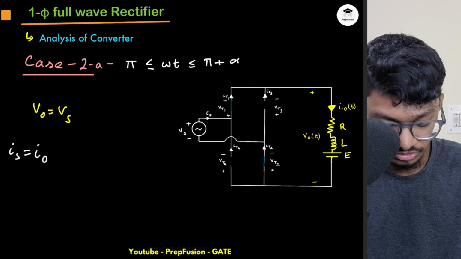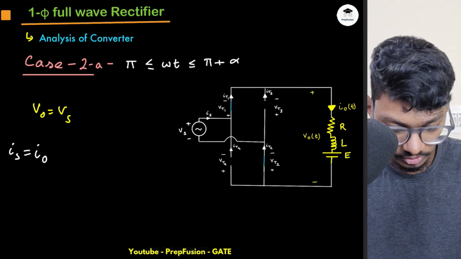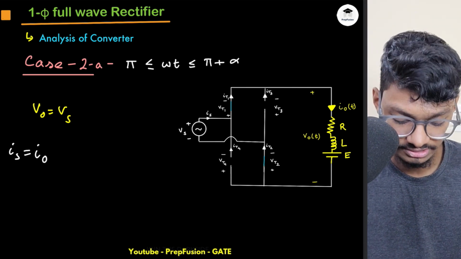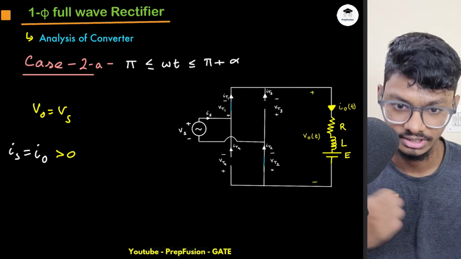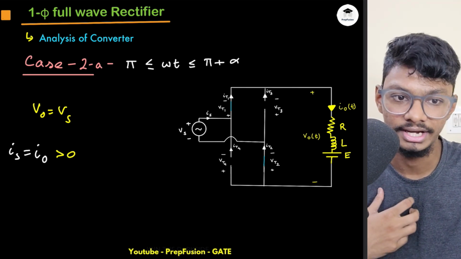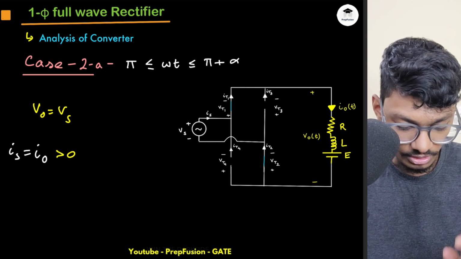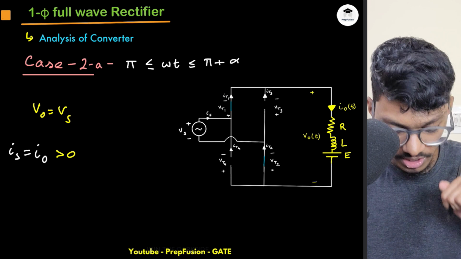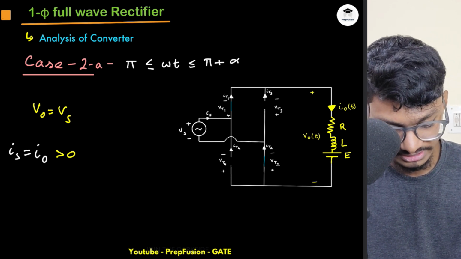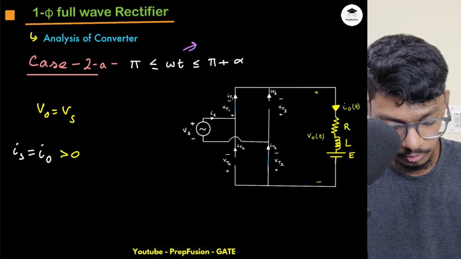My source current will be what? Source current will be equal to IO. So source current is IO, which is positive, because I have assumed that there is some current through the inductor. That is what my assumption is. If there is some current through the inductor, because it was charging, now if I apply the product in this range, what is my polarity of Vs?